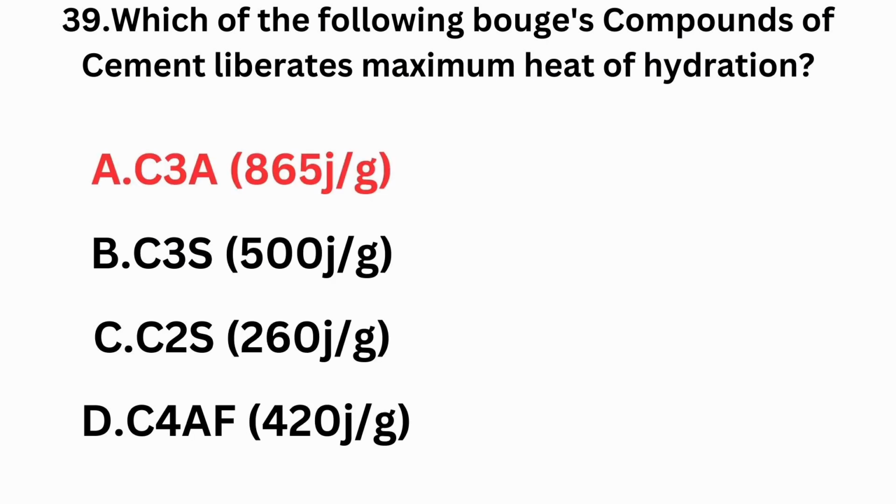For C3A, the heat of hydration is 865 joule per gram. For C3S it is 500 joule per gram. C2S is 260 joule per gram. C4AF is 420 joule per gram.